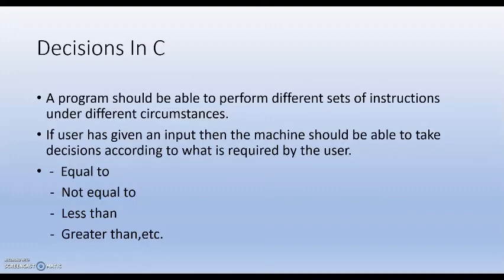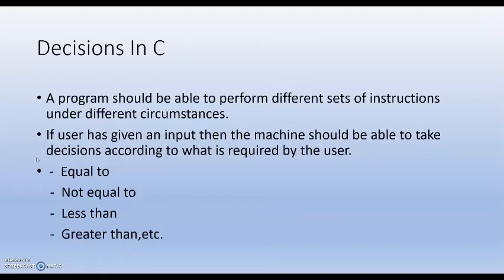So I have given the input, and the machine should be able to take decisions according to what is required by me. So if the weather is sunny or rainy, I have given some input, and the machine should be able to know, and should be able to do the right thing. Also, in this case, the machine means it is me, my brain. So let's not get confused about that.